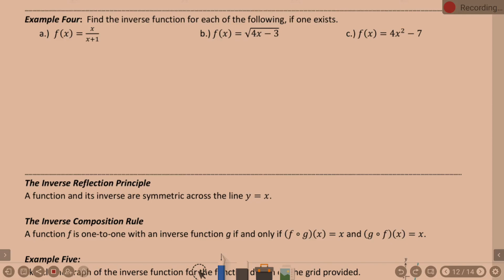So, reminder things. First of all, f of x is the same as saying what? Y. So this right here is the same as saying y equals x over x plus 1, right? Now, what's the first job in finding our inverse?